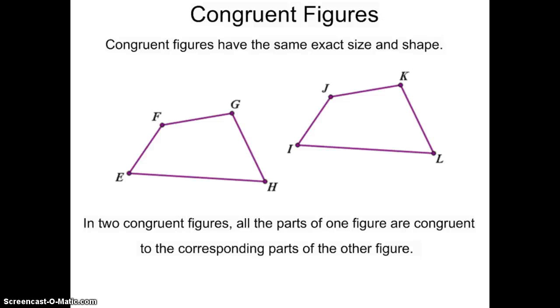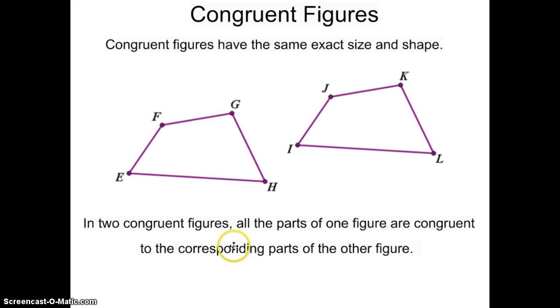Today we're going to be talking about section 4.2, congruent figures. Two geometric figures are congruent if they have exactly the same size and shape. If we were to take this image right here, here's our polygon, and place it on top of this polygon, they would fit perfectly on top of each other because they're congruent. They have the exact same size and the exact same shape.